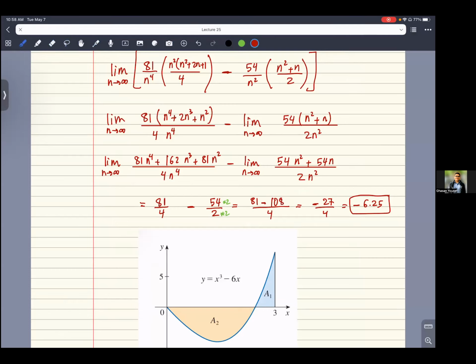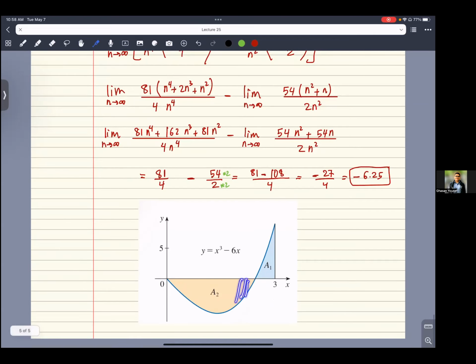We multiply both sides by 2 to make the denominators equal. So I get 81 minus 54 times 2, which is 108. Okay. So the answer here is negative again. Why? Because the total area below the x-axis is greater than the total area above the x-axis. That's why the integral here is negative. Any questions?